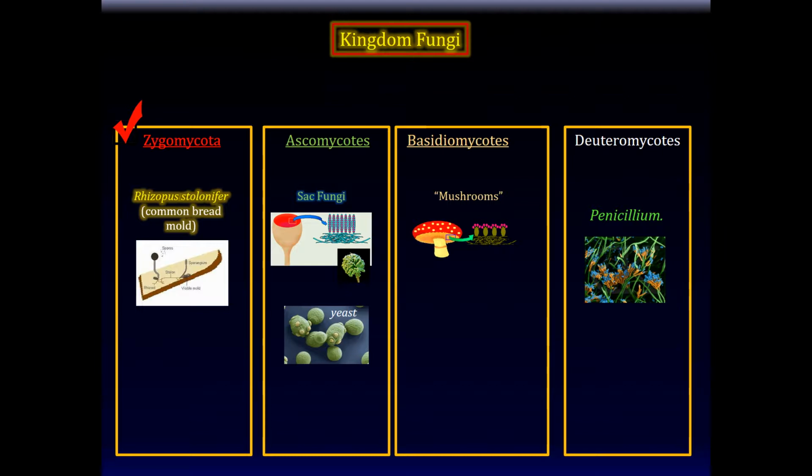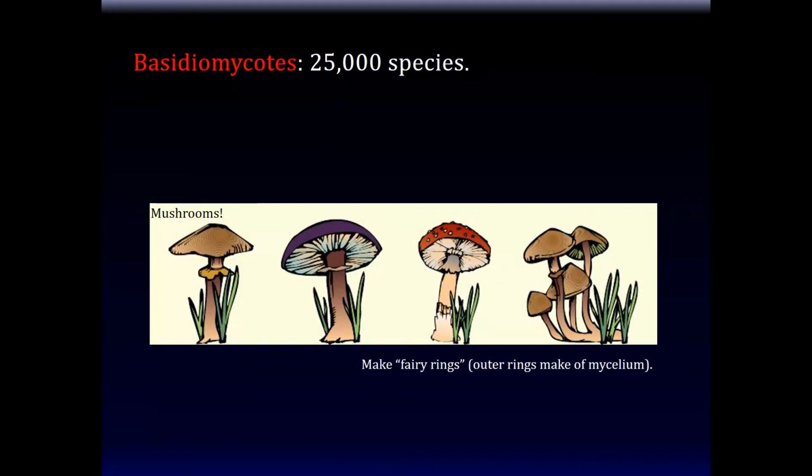We talked about Zygomycotes, we talked about the Ascomycotes, and today we shall talk about the Basidiomycotes. These are the typical mushrooms of fungi that we think about. Basidiomycotes are about 25,000 species or something like that. These are the typical mushrooms, like you see over here. They make those little, I guess they're called fairy wings. They look like that, apparently.